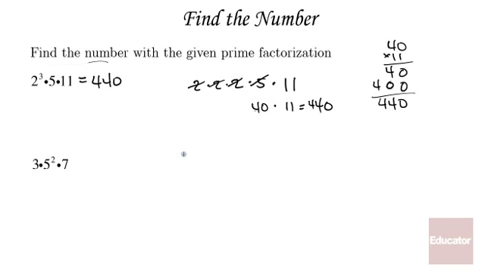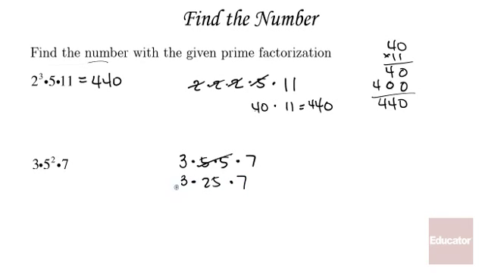Let's multiply this and find the product. 3 times 5 times 5, I'm expanding the exponent, times 7. Sometimes, remember from order of operations that we do not need to multiply numbers in order. We know that from the commutative property of multiplication. 5 times 5 is 25.